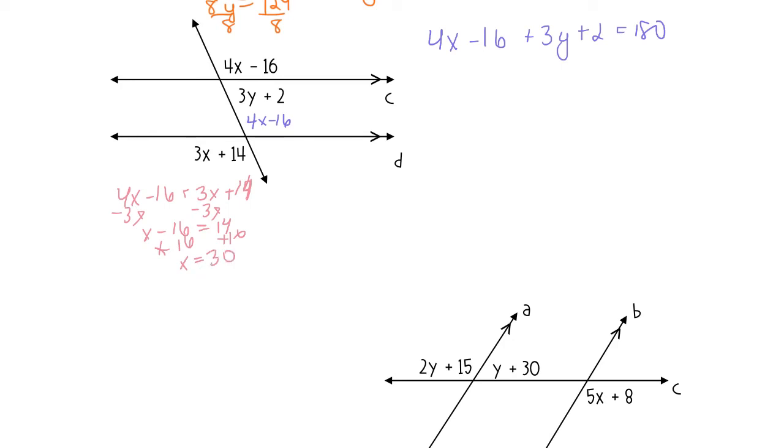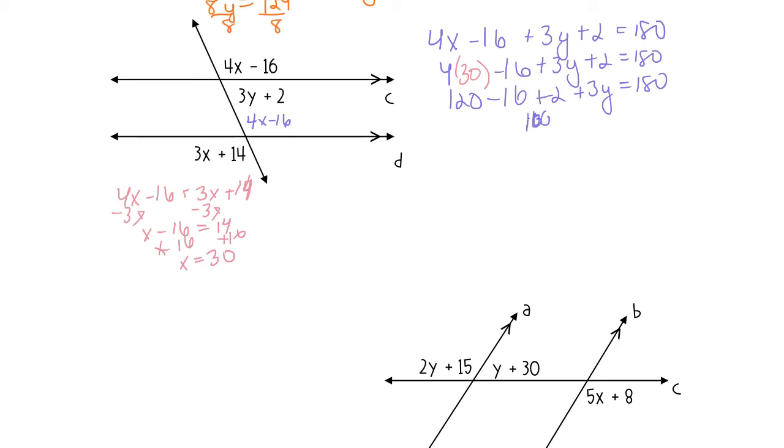So now we can plug that into this other equation. 4 times 30 minus 16 plus 3y plus 2 is 180. That's 120 minus 16 plus 2 plus 3y is 180. 120 minus 16 is 104, plus 2 is 106, plus 3y is 180.